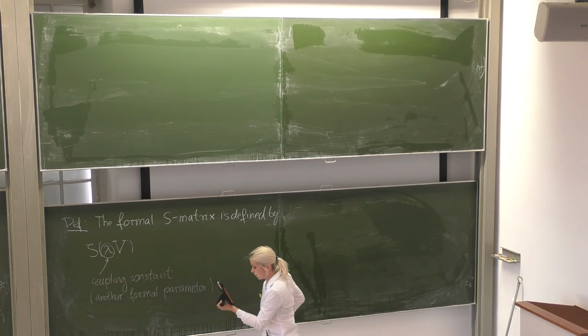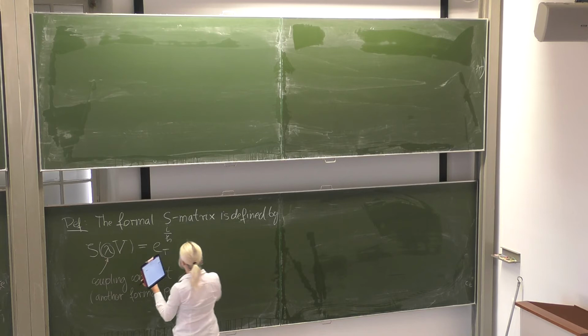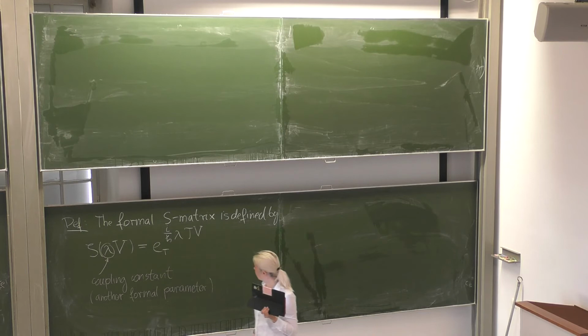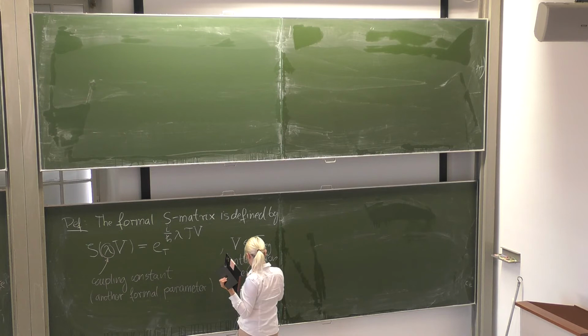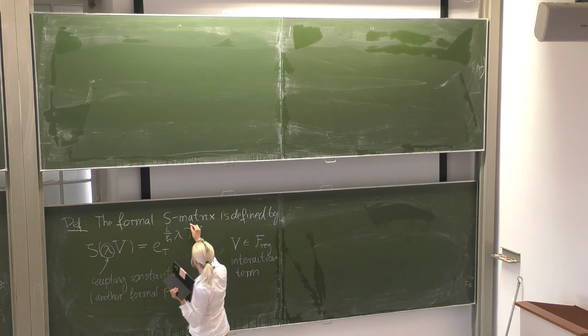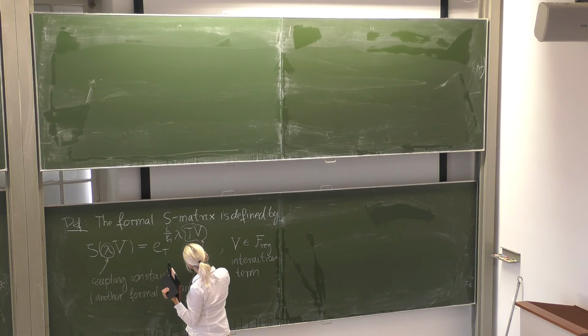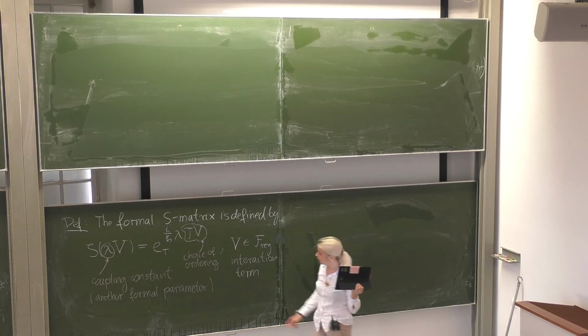And this is defined as the time-ordered exponential of i over h bar lambda time-ordered V. So V here, for now, is assumed to be a regular functional. So we can think of it as some interaction term. And applying this T is sort of choosing the ordering. So we are taking V, which is time ordered. So this is a choice of ordering. Okay, and then we take the time-ordered exponential, by which I mean the exponential where the product is the time-ordered product.